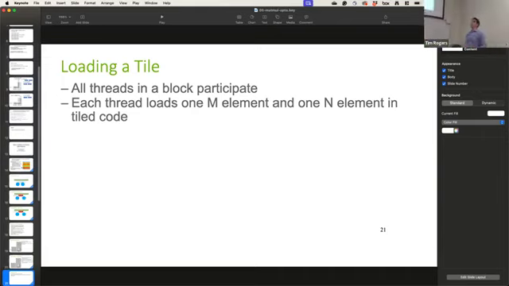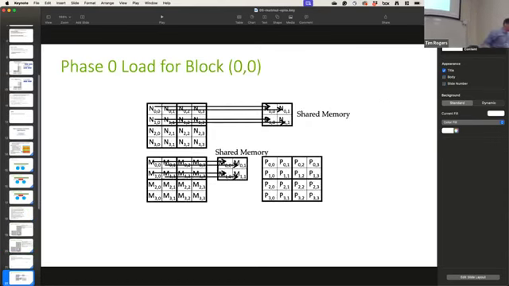We're going to do this big cooperative load where all of the threads in the block load into this scratch pad, and they're each going to load one element of M and one element of N. It works out nicely because they're each doing one element of a block of P, which is the product matrix. And for one block of P, you're going to need one element of each of M and N, and that's what they're going to load into the scratch pad.